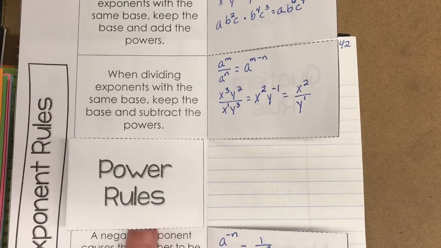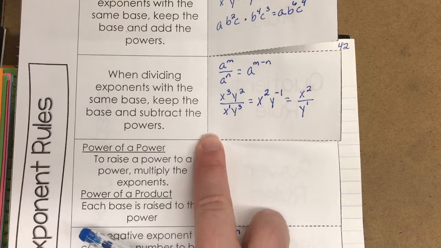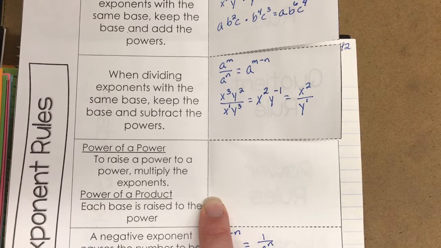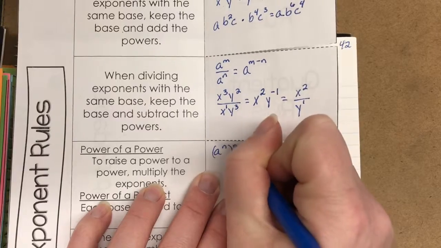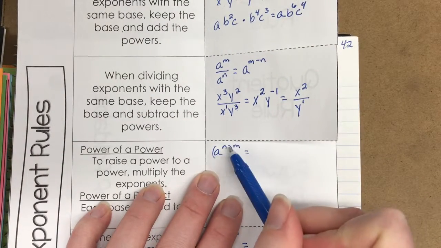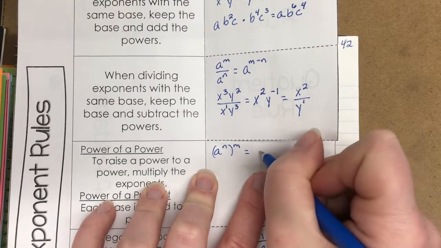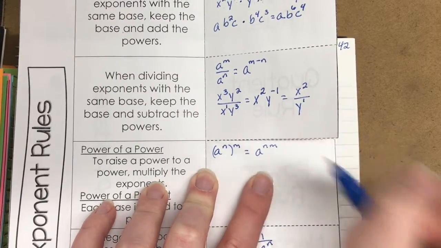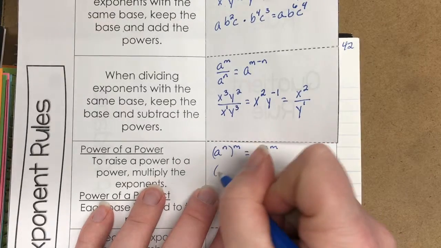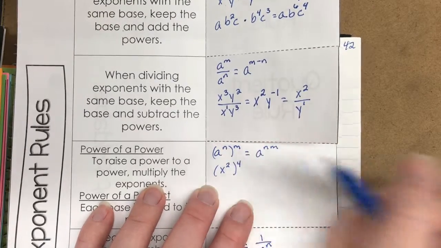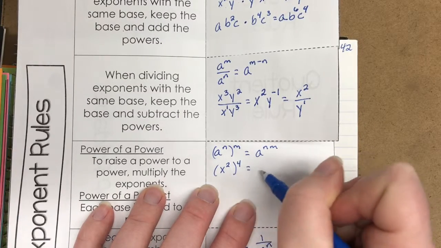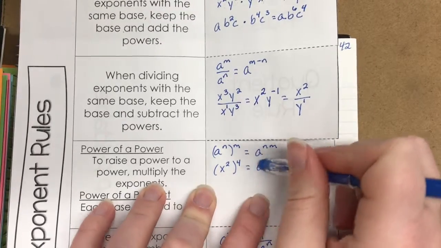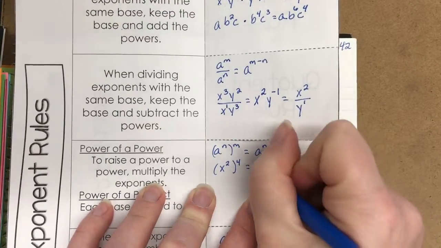All right, so next we're going to do our power rules, which just states that the power of a power, so to raise a power to a power, we multiply the exponents. So if I have a to the n to the m, I just have to multiply these exponents together. So n times m would be a to the nm. So say I had x squared to the fourth. So to simplify this, I would just have to multiply 2 times 4. So I get x to the 8th.